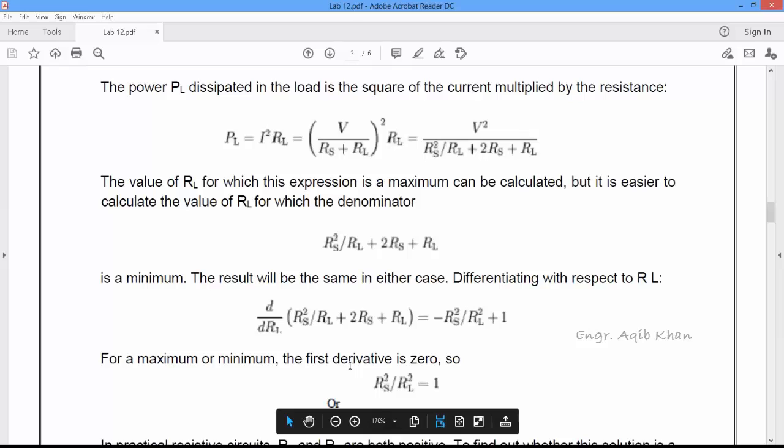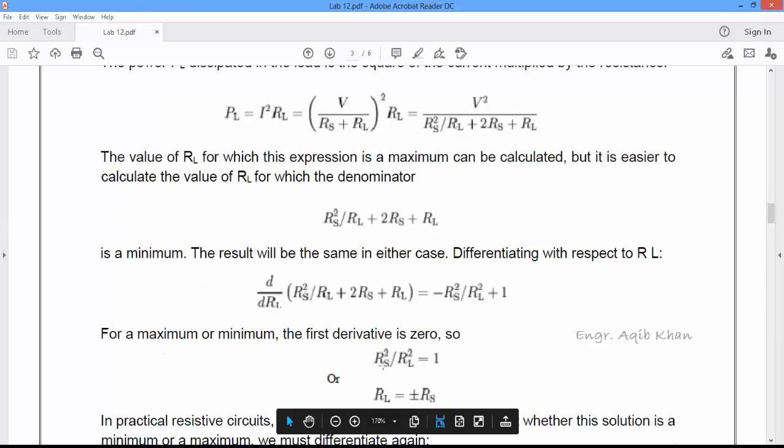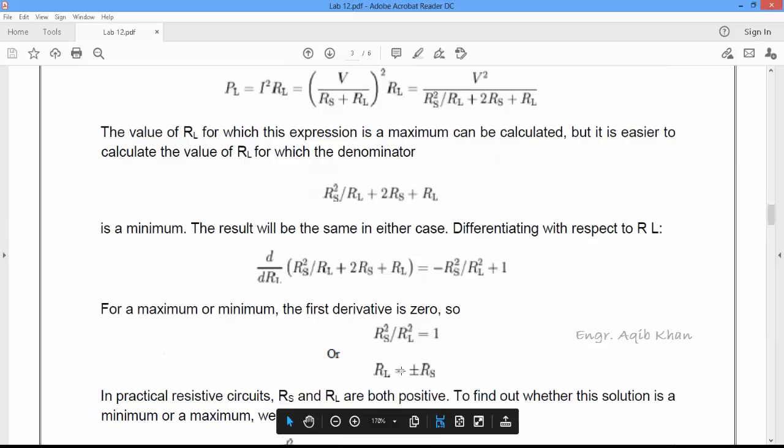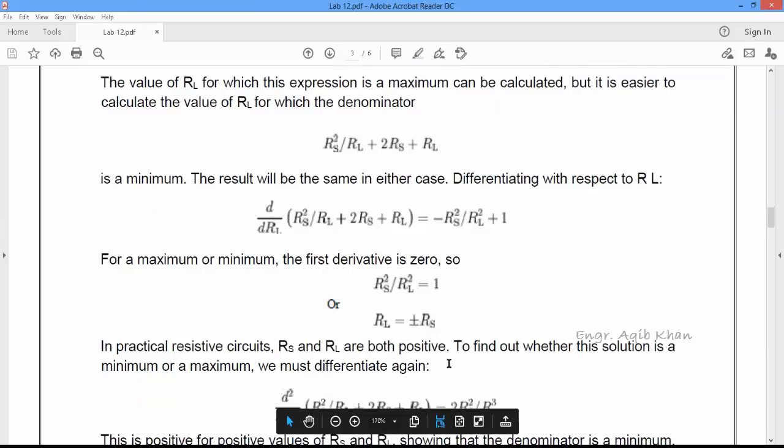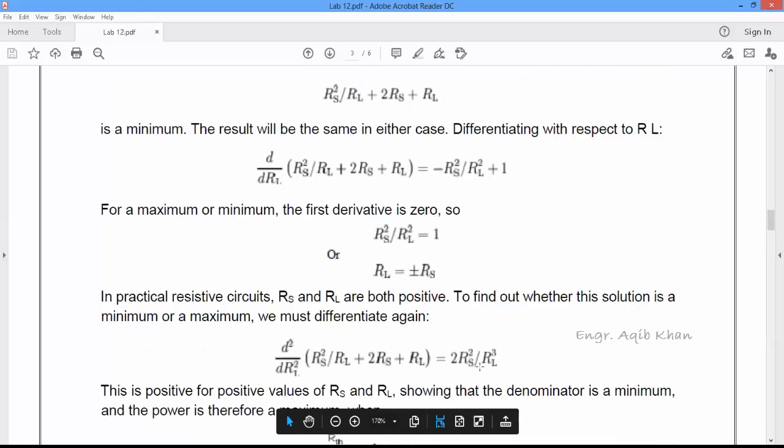For a maximum or minimum, the first derivative is equal to 0. When this is equal to 0, Rs square by RL square is equal to 1, or RL is equal to plus minus Rs. In practical resistive circuits, Rs and RL are both positive. To find out whether this solution is a maximum or a minimum, we must differentiate again. By differentiating this, the final result is 2Rs square by RL cube.